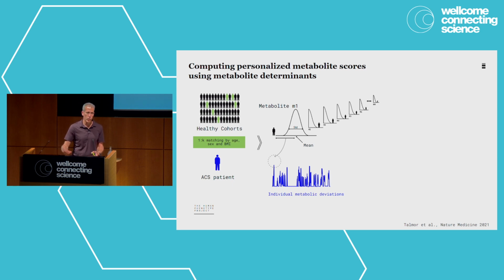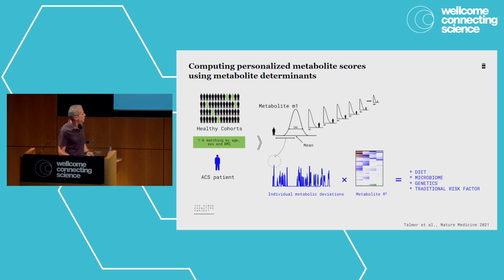Now that we have this list of metabolite deviations, we can cross it with the work that I just showed you before and ask the question, okay, so these, let's say 100 metabolites that we see deviate in our ACS patient, are these metabolites mainly driven or determined by diet or by genetics or by lifestyle or microbiome and so on and so forth? And by that, we can identify at least the factors that have likely been the underlying reason for the deviations and changes in the levels of metabolites for this patient compared to his healthy reference.